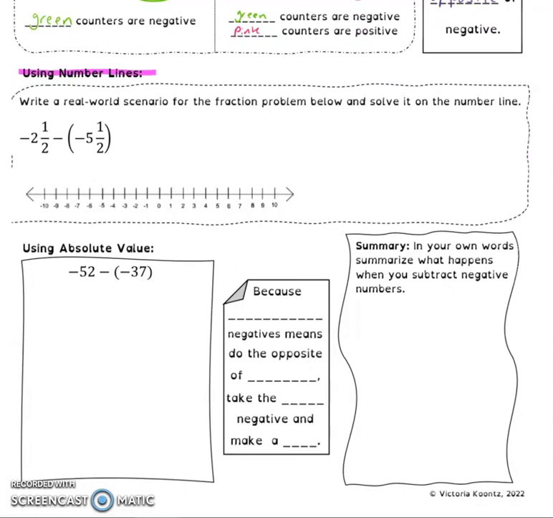Write a real-world scenario for the fraction problem below and solve it on the number line. So you have to actually write your own real-world problem now. Remember, this is a word problem. You can make it as simple or as difficult as you want. Your only requirement is that you use these numbers given to you and then that you solve it on the number line. Now, this could be a little bit challenging, so let me give you a little bit of an example.